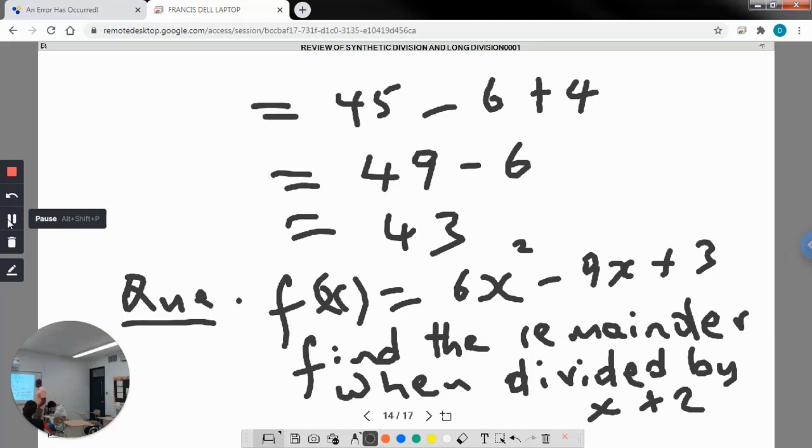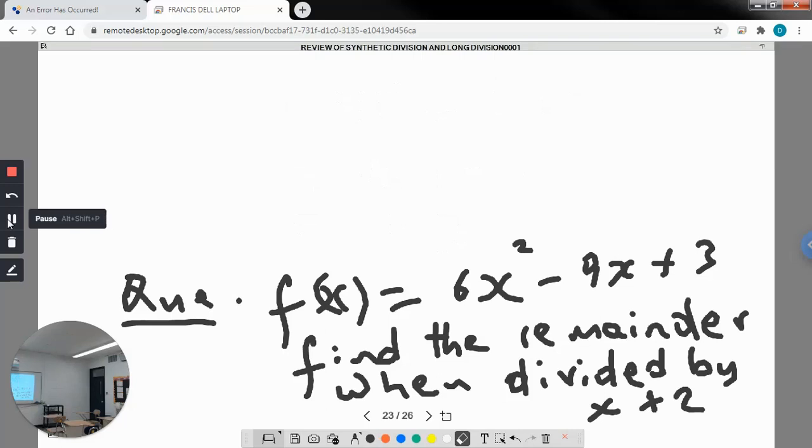Alright, so try that one. F of x equals 6x squared minus 9x plus 3. You're going to find the remainder when it's divided by x plus 2. Alright?